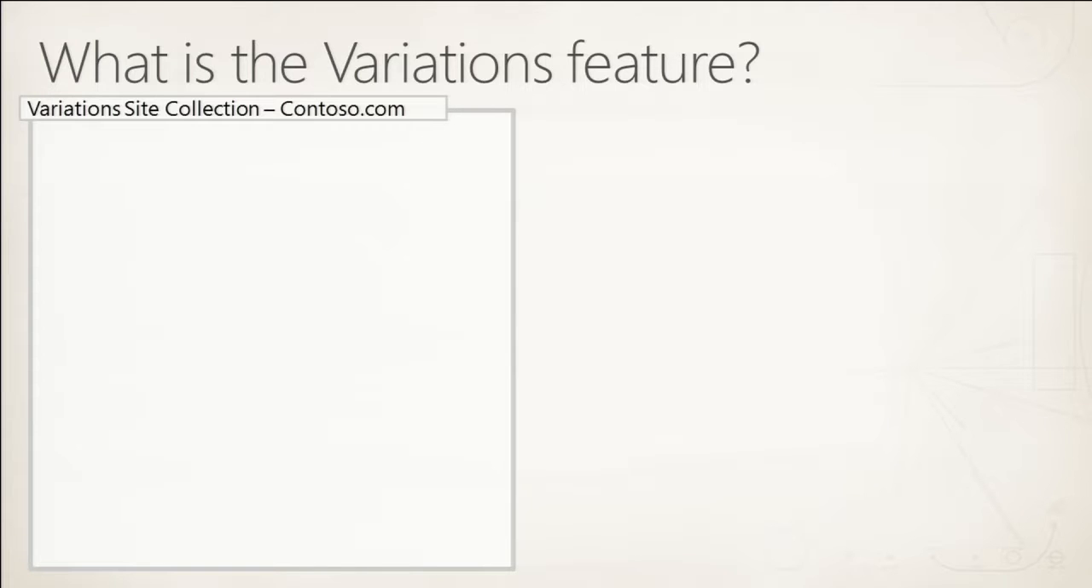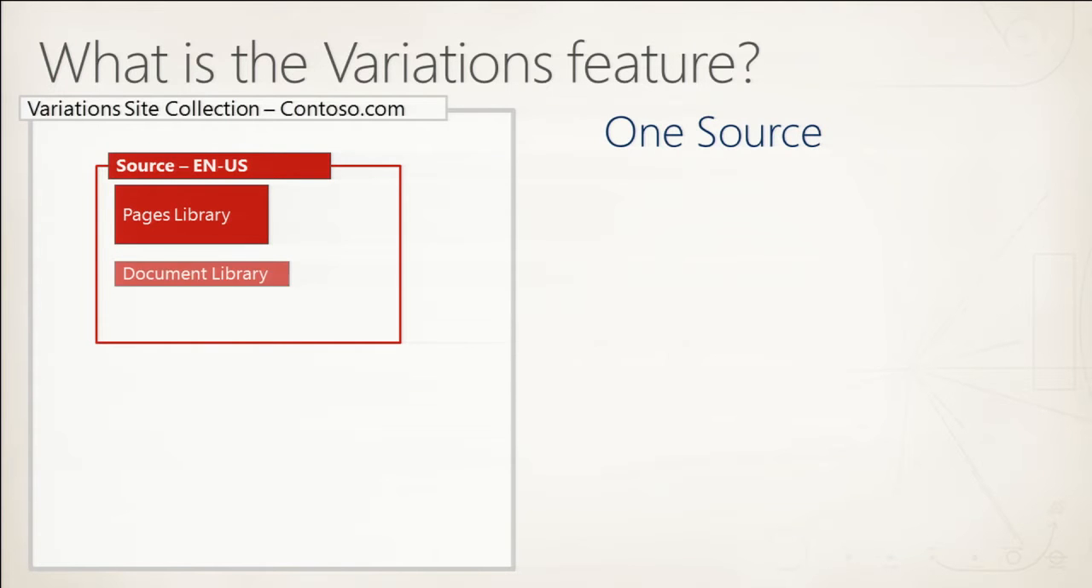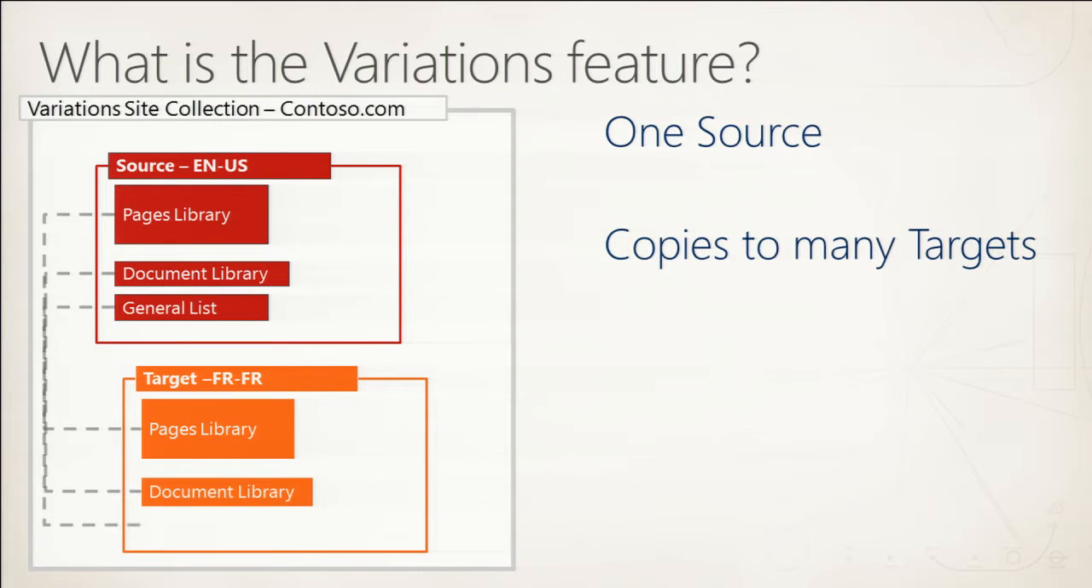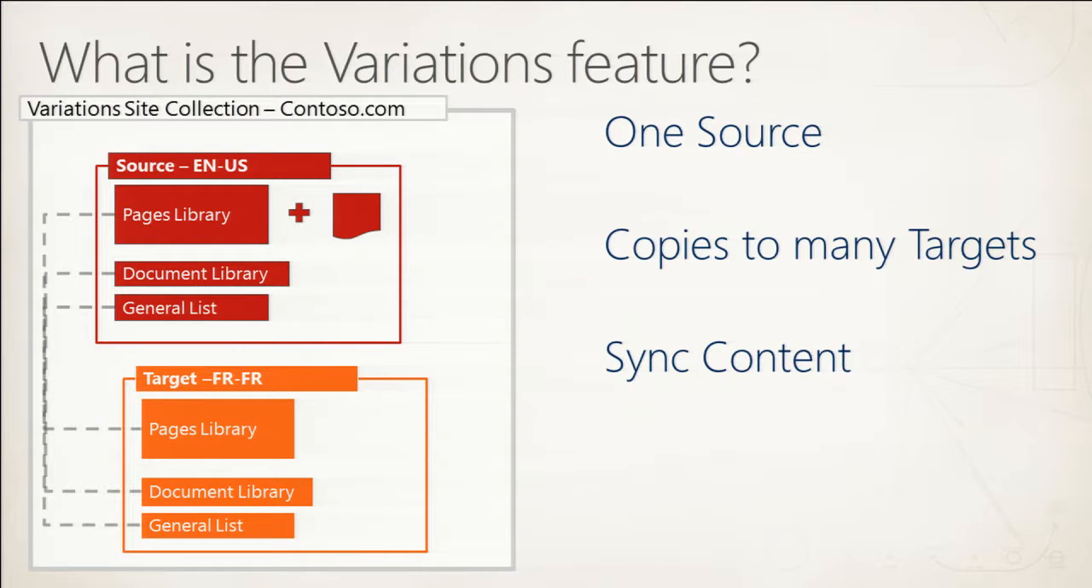So you can start out with content in English US, or a language of your choice. We have one source, and content created there is then copied to one or many targets. So as you update that content, you can either publish it and have it go down, or you can manually kick that off and send it out yourself. The other thing is, as you add additional content, you can sync that content. And there's a variety of different knobs that you have available to determine where it goes, when it goes, things like that.